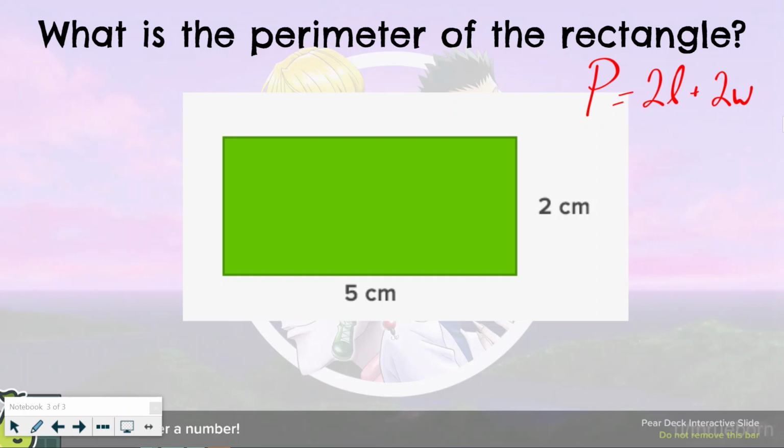Honestly, to me, this is overcomplicating it. The perimeter of anything is just adding up the sides. If this is a rectangle, I know that this and this are the same. I know that this and this are the same. So really, I would just add up all of these sides. You can also plug them in there.